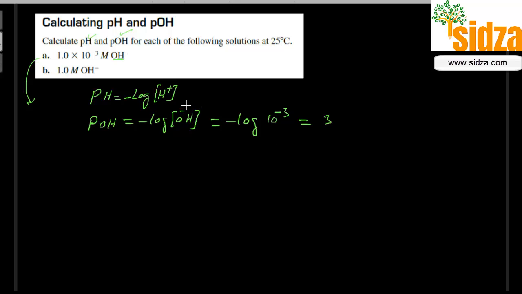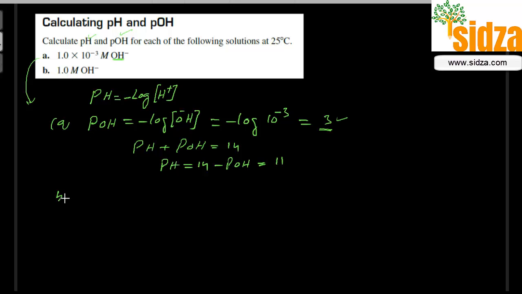And we also know that pH plus pOH is equal to 14. So we have calculated the pOH of the solution, and therefore the pH will be 14 minus the pOH. The pOH we just calculated is 3, so the pH will be 14 minus 3, that is 11, correct? So this solution has a pOH of 3 and a pH of 11.